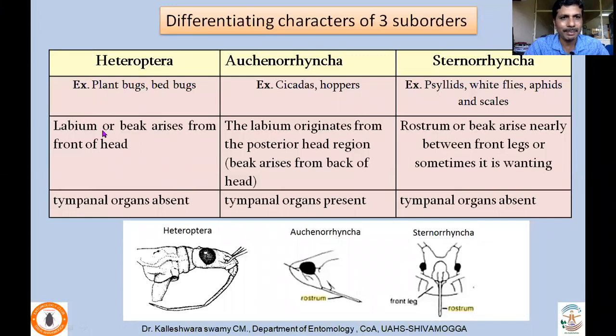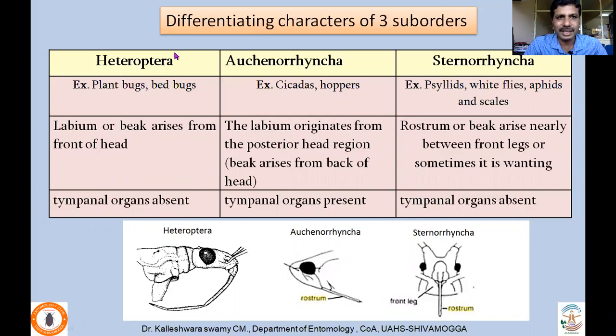Heteroptera means the labium or beak arises from the front of the head. This is a very important character. Whereas in Auchenorrhyncha, the labium arises from the posterior part of the head. In Sternorrhyncha, the rostrum or beak appears to arise between the four coxae, that means almost from the prothoracic region. But we know that the mouthpart is actually part of the head; it just looks like it is emerging from the end of the head region. That's how it looks like between the four coxae. That's how we can distinguish these three suborders.